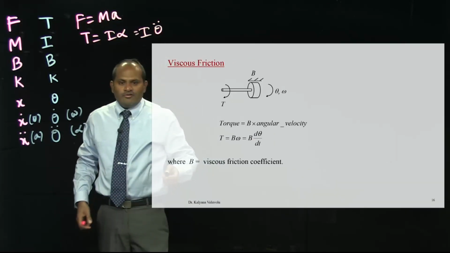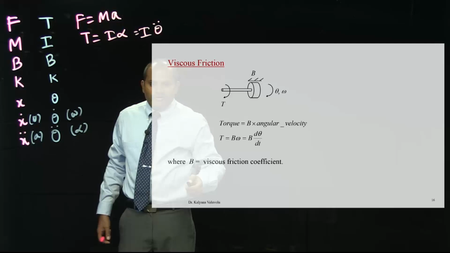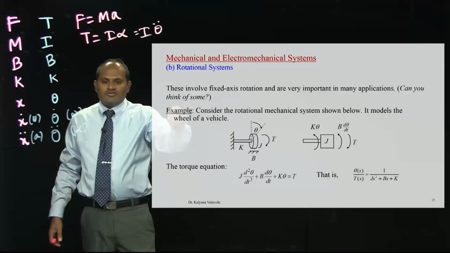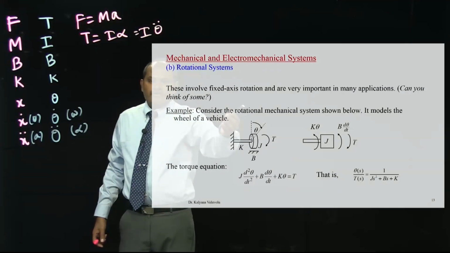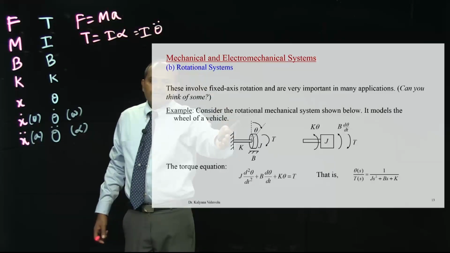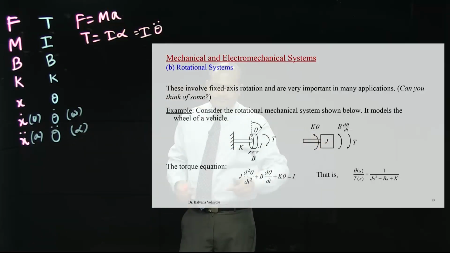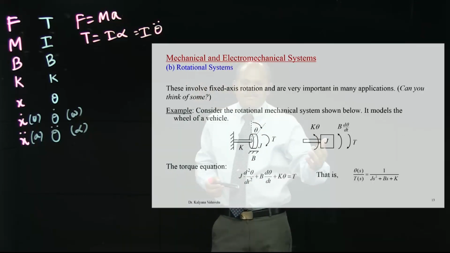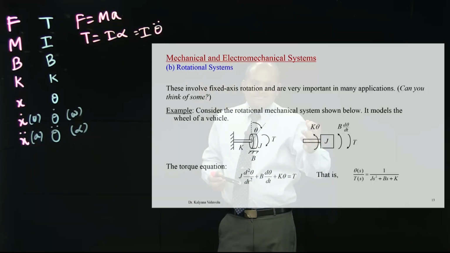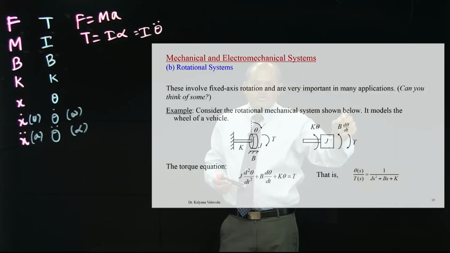So, coming to here, I will just try to explain in a very simple way. We have rotational motion here. If you break this into a free body diagram, K theta is because of the rotational spring, B d theta by dt is viscous friction, and T is the torque, the rotational torque. Rotational force is what we call rotational torque.